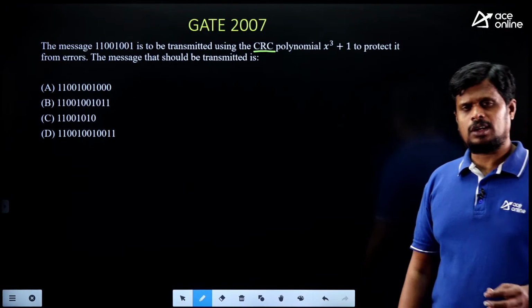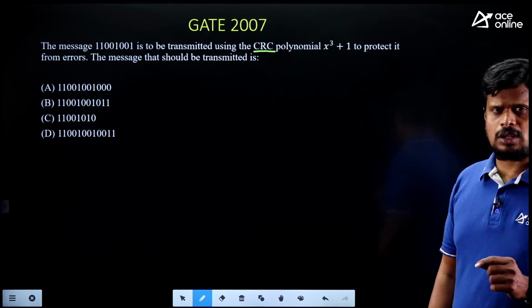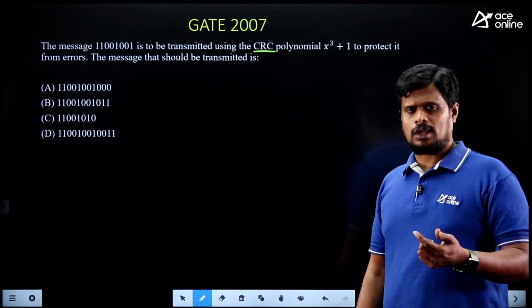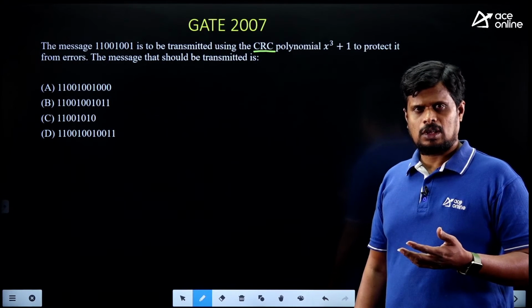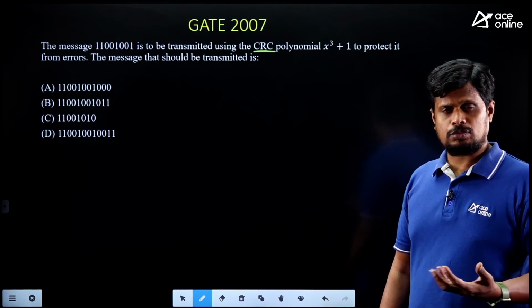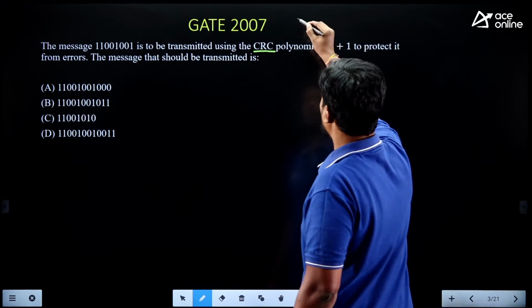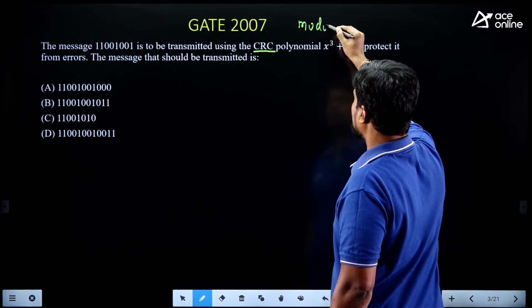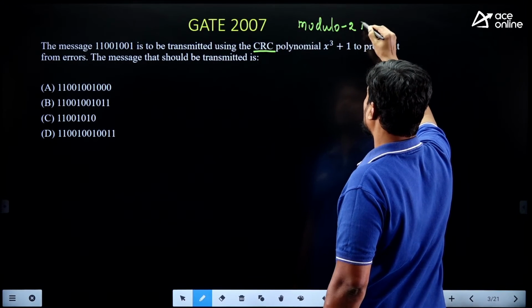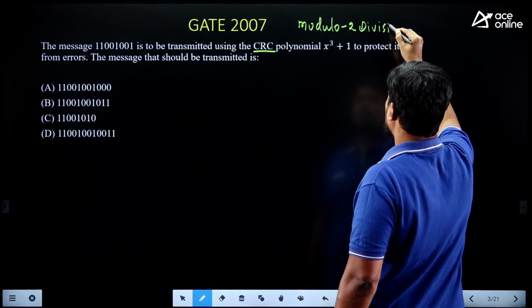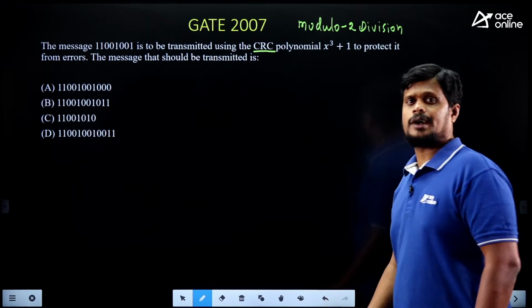CRC generates the redundant bits with the help of the modular 2 division technique. So what is the technique we are having? Modular 2 division technique. Modular 2 division technique is used by CRC to generate the redundant bits.